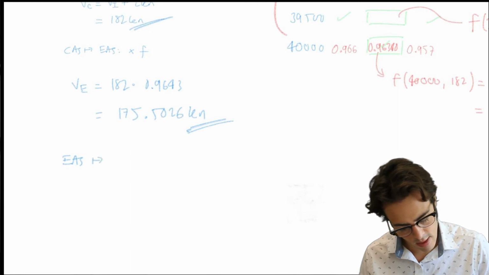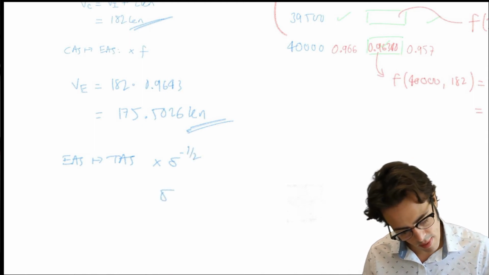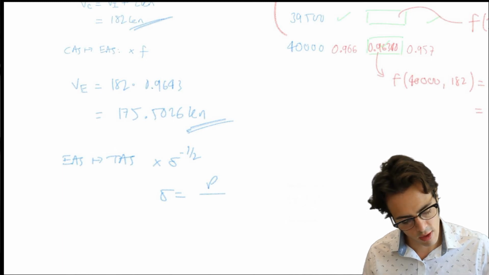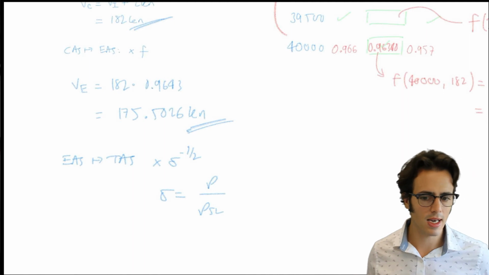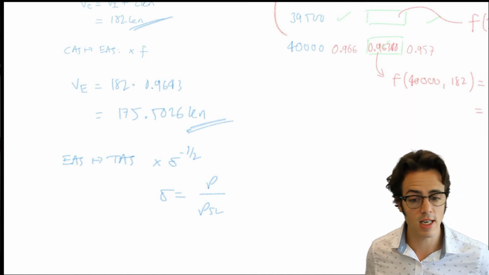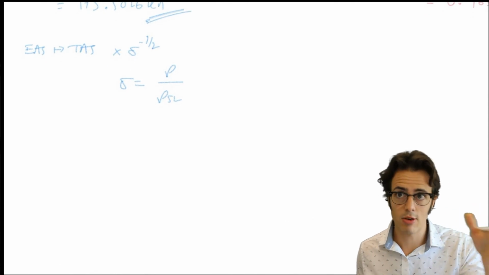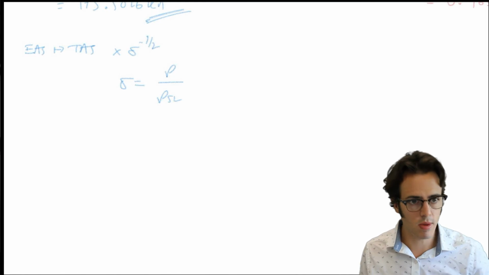EAS to TAS, multiply by sigma to the minus half, where sigma is equal to density at whatever altitude we've got divided by the density at sea level. Now when I went through and did this by hand earlier, I got quite a significantly different answer to what I did in the calculator on the website. So it took me a while to figure out what the problem was there.